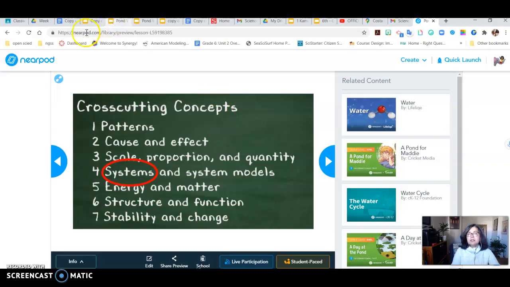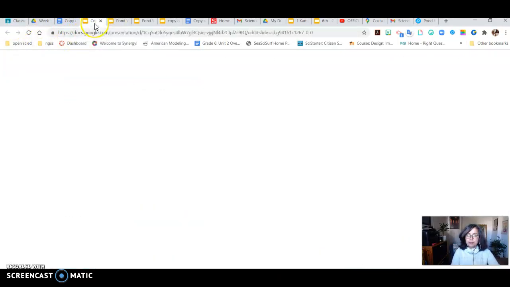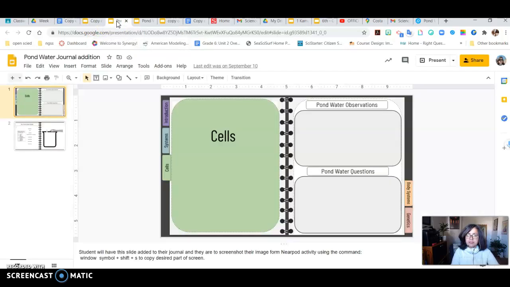Okay, so you will open your digital notebooks. We're starting cells, and we're going to be looking at pond water, making observations of that and recording those observations here, along with any questions that we have about the pond water, which we're going to be doing in Nearpod. We will be putting our observations here for pond water.